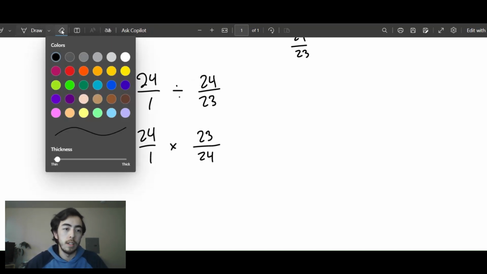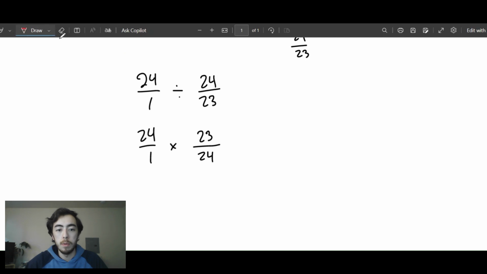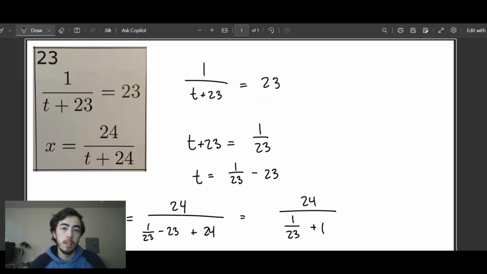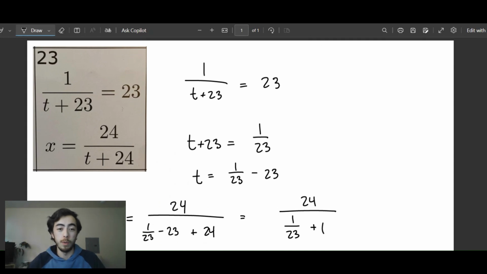Finally, I can see that this 24 on top cancels with that 24 on bottom, and I'm just left with the number 23 today. Doing the arithmetic, not too bad. The answer is 23. Let me double check my hunch that this 23 isn't a special number, and this hopefully could have worked with any number, not just 23.